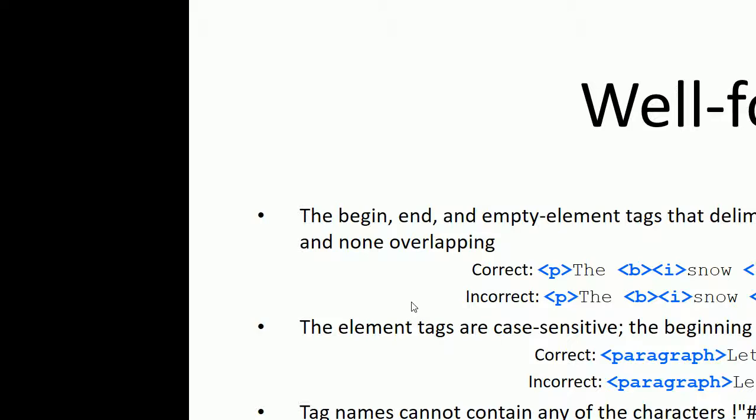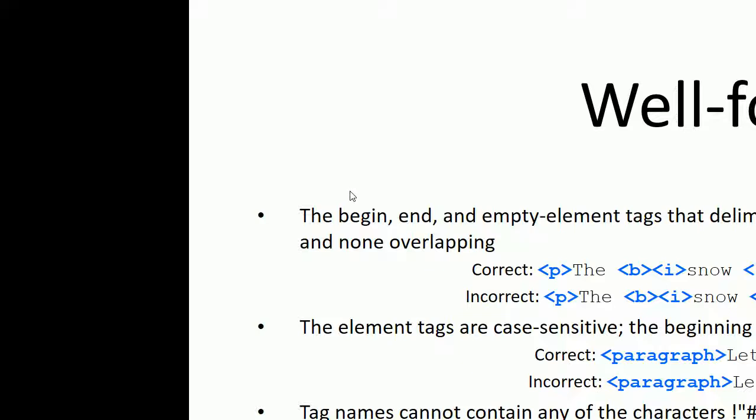It must begin and end with all the begin, end, and empty tag elements that delimit the element correctly nested, with none missing or overlapping. So correctly nested means that we have a paragraph start tag that starts and a paragraph end tag that ends. Within it, we have a bold that starts and ends, and we have an italic that starts and ends, and everything is correctly nested. An incorrect version of this is that the paragraph start tag is correct, but the bold tag starts and terminates, and the italic tag starts and terminates outside, so it is not nested correctly.